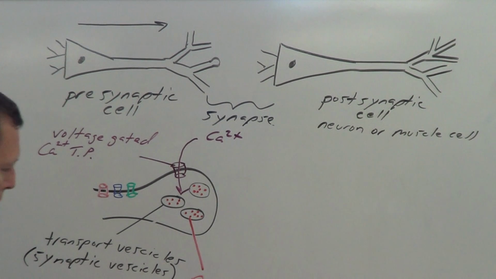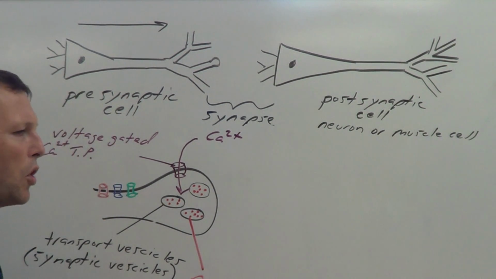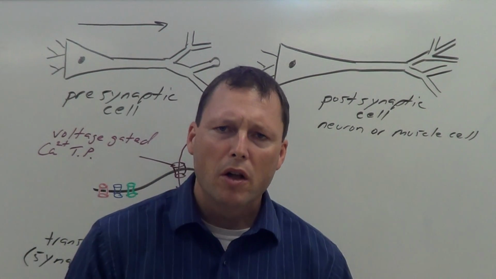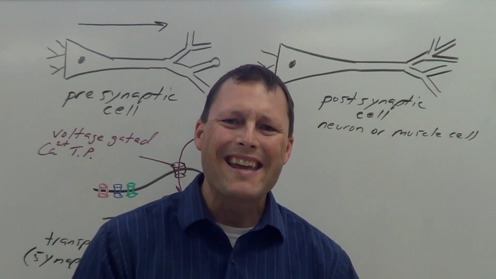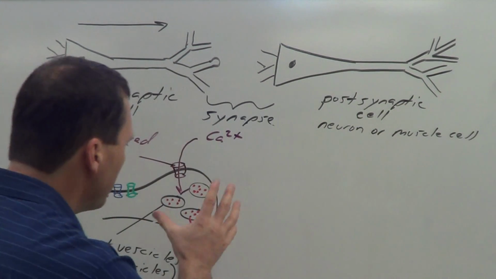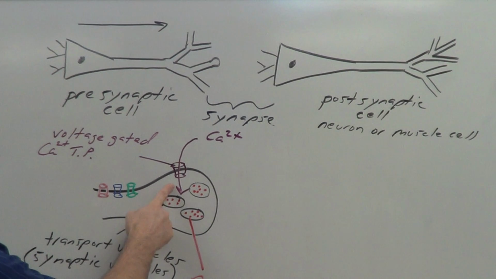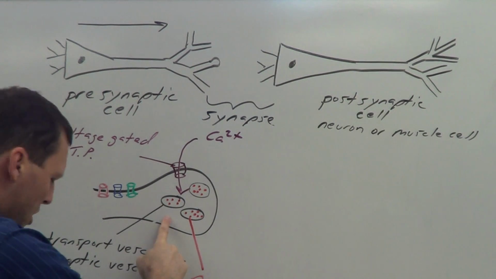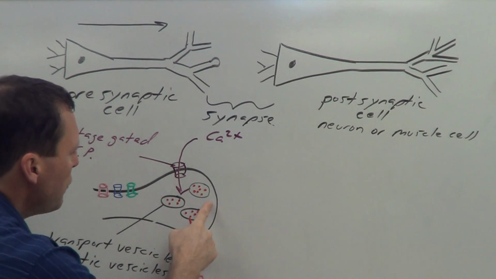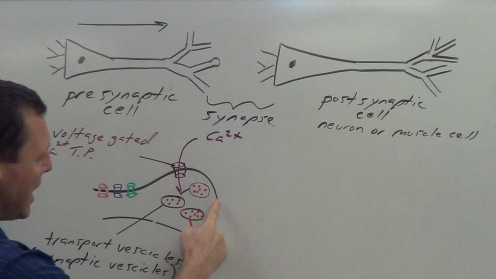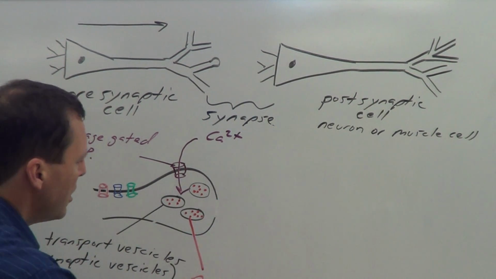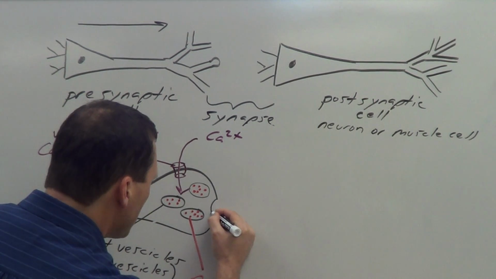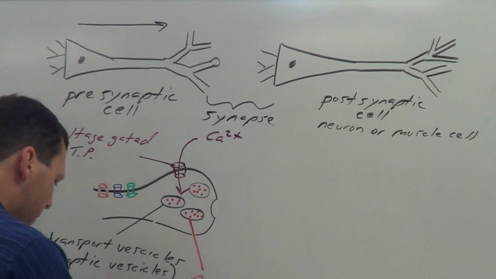Acetylcholine. The acetylcholine is also a small molecule, which is known as a ligand, and we'll get to that very soon. Now the calcium is actually going to come into the axon terminal, and it's going to trigger these synaptic vesicles to move to the surface of this axon terminal. And I'll actually put a transport vesicle or synaptic vesicle right there.